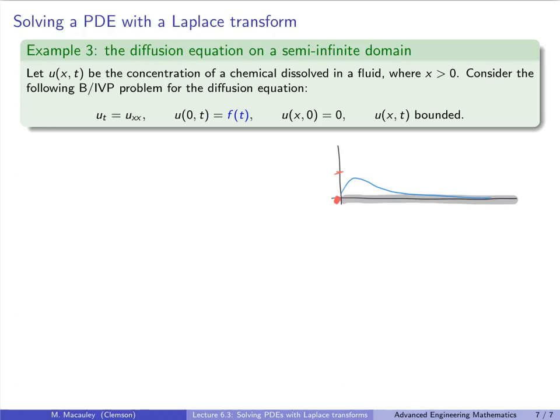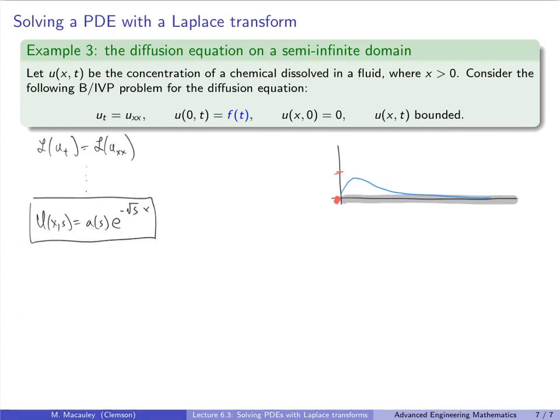So let's go through and solve this. I'm not going to go through every detail that I just did. I think I want to point out where the differences are. So once again, we apply the Laplace transform to both sides. And I'm going to skip most of the steps until we get to where we concluded that U of x, s was equal to A of s times e to the minus root s x. So everything is the same up to this point.